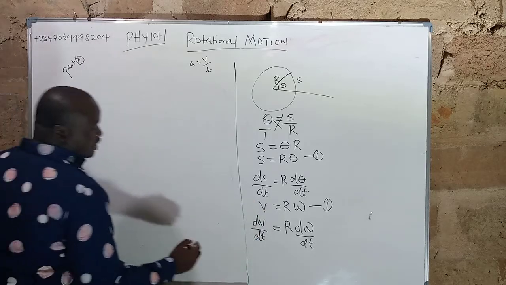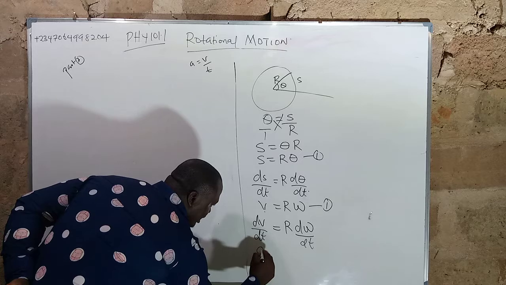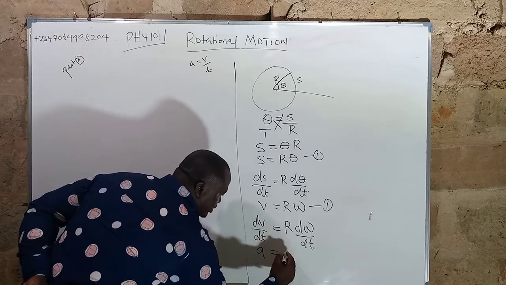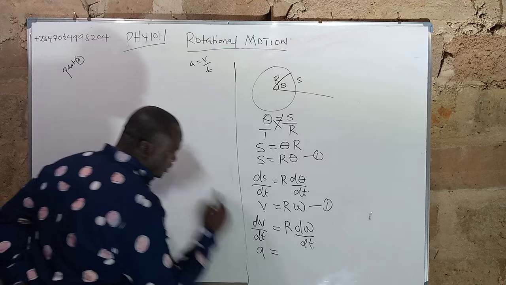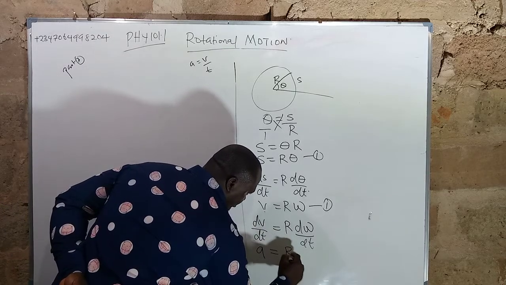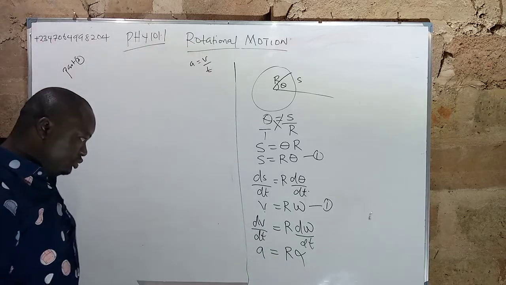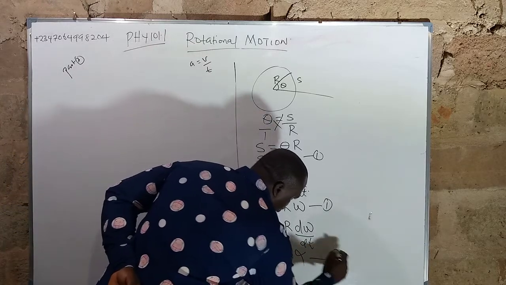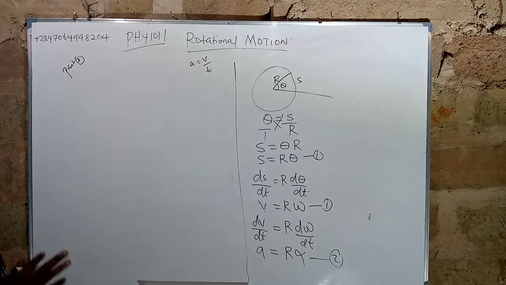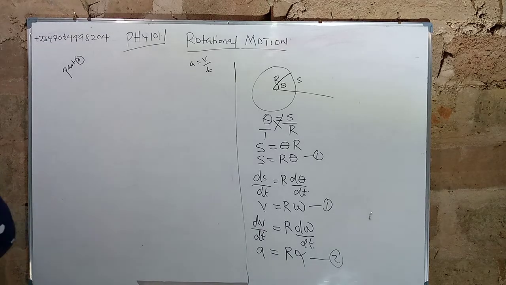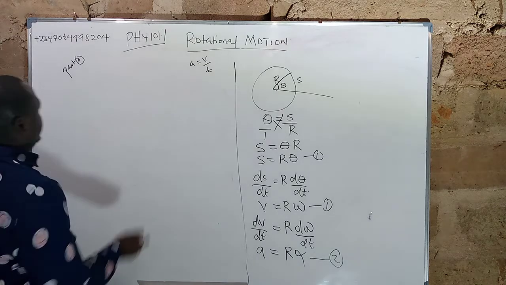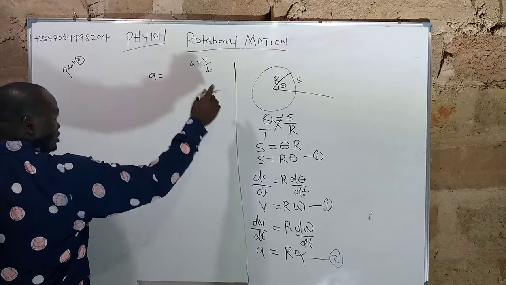Let me come down to this side. So the whole of this place is acceleration. Your R is constant here. And then this one is your rotational acceleration. And this is equation 2. Now this is how it starts getting interesting. The linear acceleration, this one is the linear acceleration. A is equal to this.